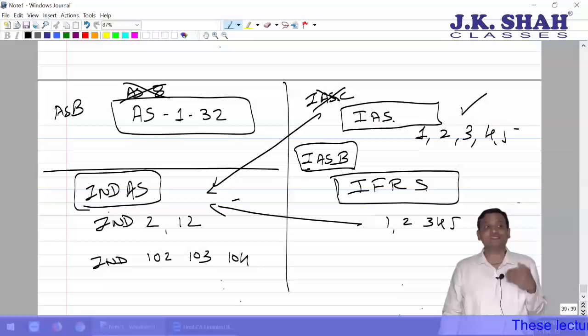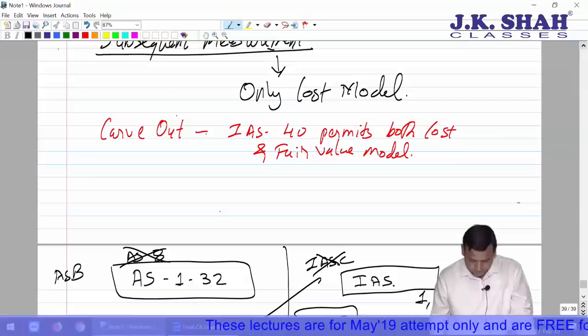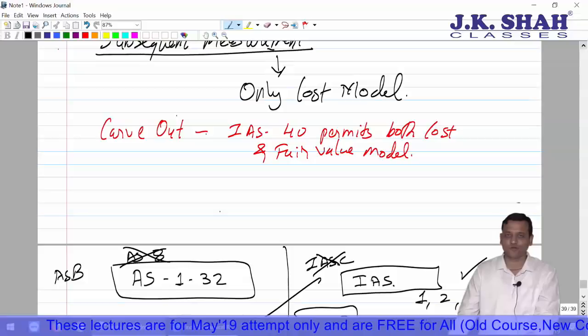So when I wrote here IND AS 40, which standard will it be? When I say IND AS 40, can I say the comparative standard will be IAS 40. So under IAS 40, this is what I wrote. Both cost and fair value model is possible. IAS 40, both cost and fair value model is possible, which is not possible here. Clear to all of you?